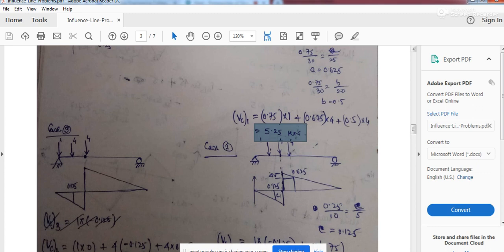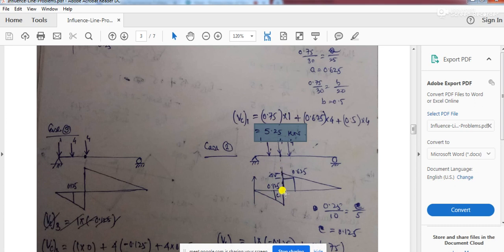So the next case is trial number 2. Once you have taken this, the 1 kilonewton load will be further moving by 5 meters. Once this load moves a further 5 meters, only then will the next load be coming on the maximum ordinate.